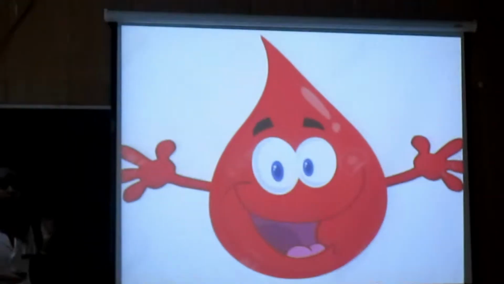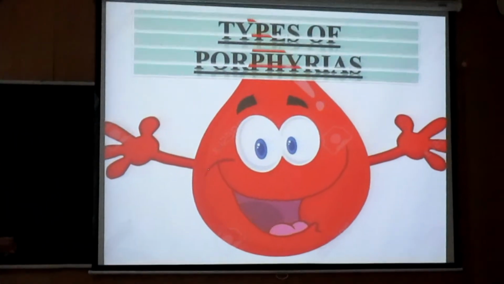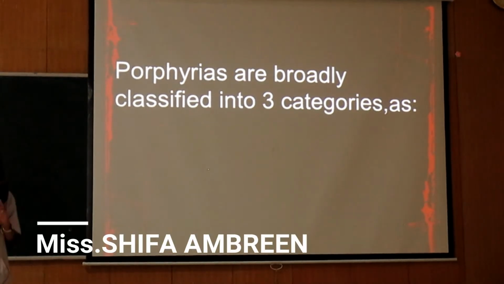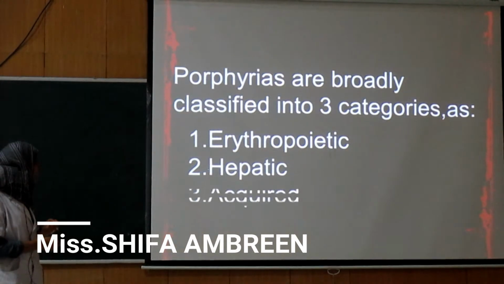We are now familiar with what porphyria is, and we have even seen the mechanism of heme synthesis. So now we will be discussing the different types of porphyria. We have already classified them into 3 categories: first is erythropoietic, then hepatic, and then acquired.